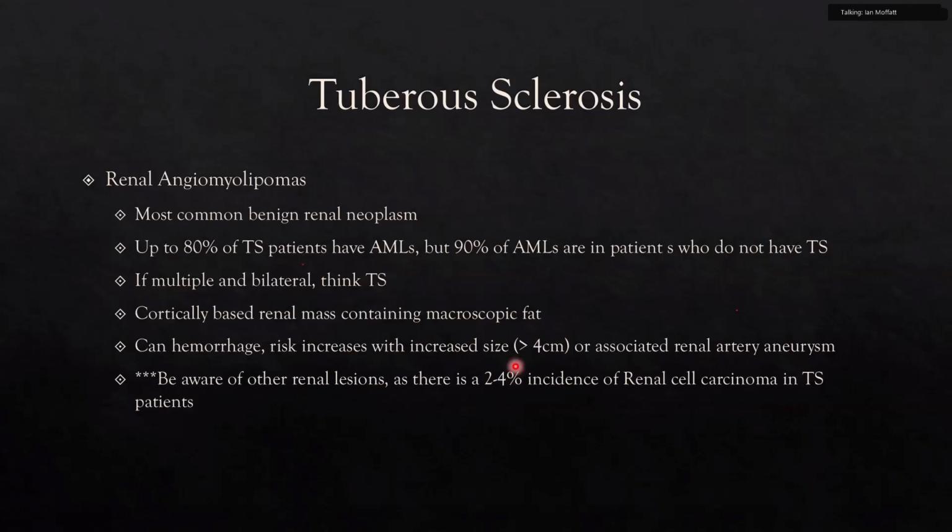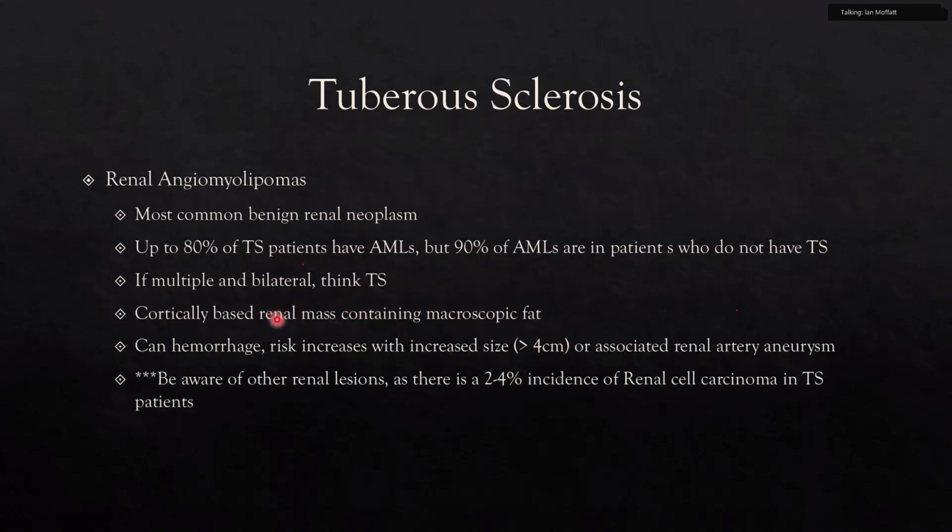So renal angiomyolipomas, most common benign renal neoplasms, and 80% of TS patients have them, but 90% of AMLs are in patients who do not have TS. But if you do see multiple bilateral, think about tuberous sclerosis and start looking for other stigmata. The cortically based renal masses containing macroscopic fat can hemorrhage, and the risk of this increases with size. So anything over 4 centimeters has a high incidence. They can be associated with renal artery aneurysms as well, which increases the risk of hemorrhage.